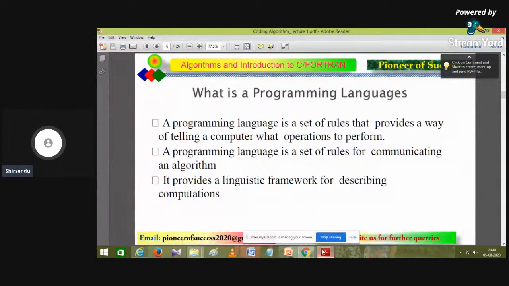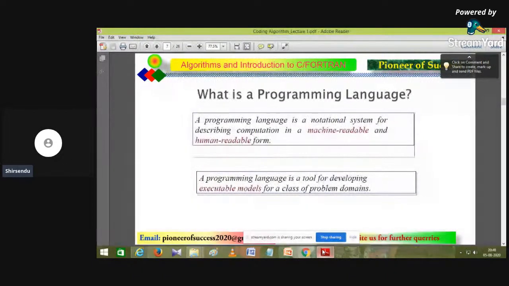Another point I have written here is that it provides a linguistic framework for describing computations. I will describe it in detail when we are dealing with codes. In short, if you have been asked to define a particular programming language, then we can say like this: a programming language is a notational system for describing computation in a machine readable and human readable form. So these two terms are very important: machine readable and human readable.